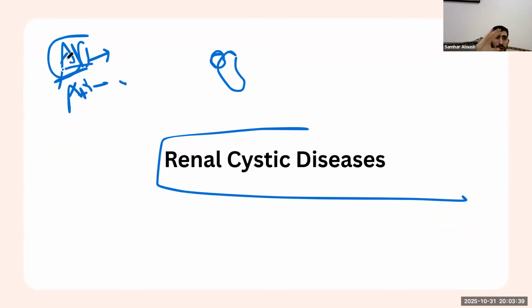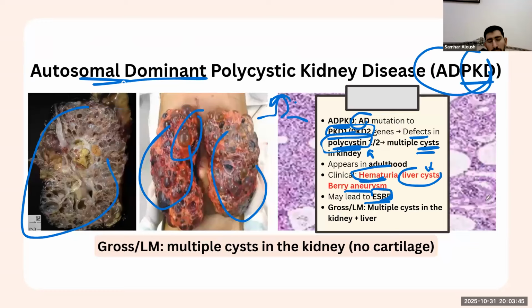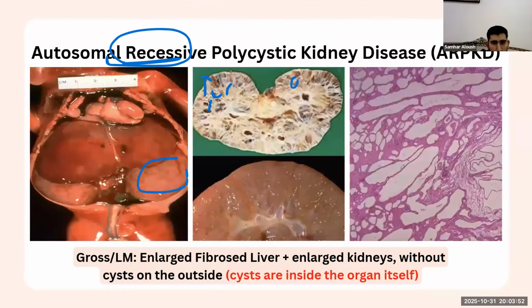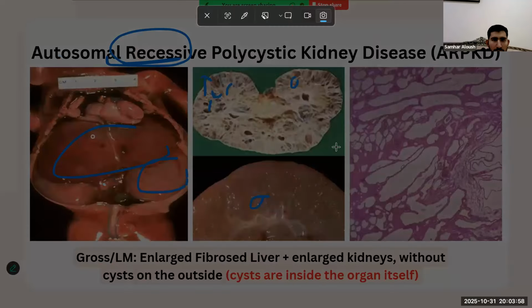Autosomal dominant will also cause cysts in the liver. Autosomal recessive will cause fibrosis of the liver. The names of the genes are not important for the OSPE, but they are important for the MCQ. That's why I covered them. And these pictures are important. Here the cysts are inside, not outside. Here it's just grossly enlarged, not cystic. Memorize the pictures.